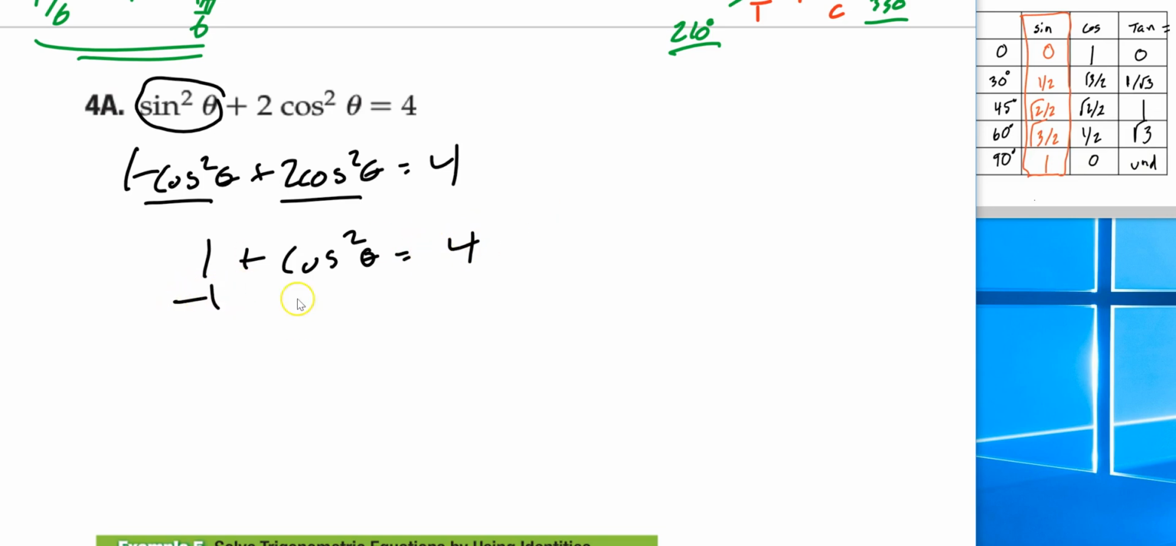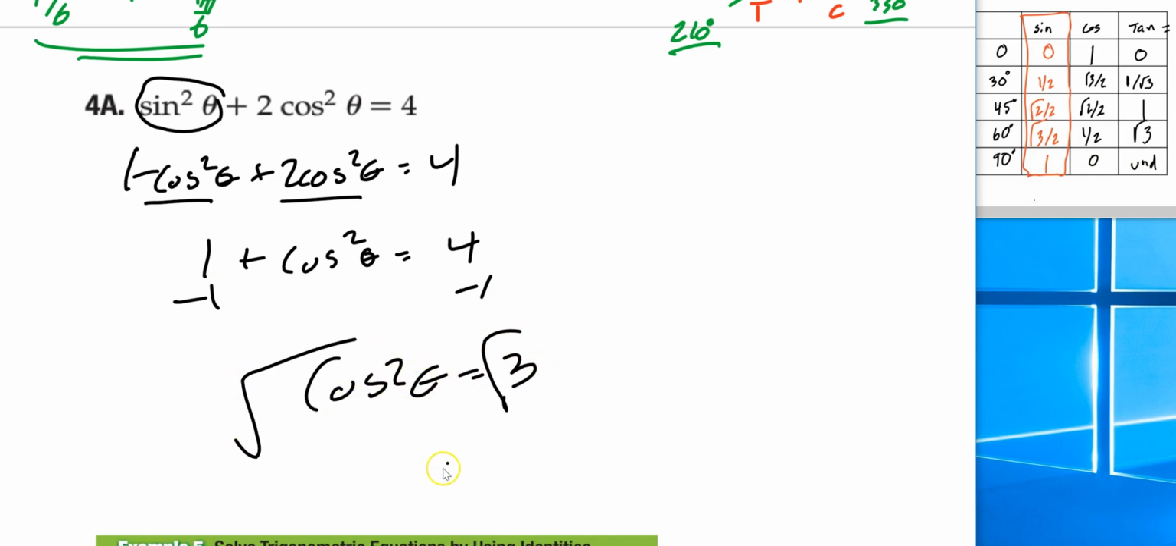And then I'm going to subtract 1. I get cosine squared theta equals 3. And then let's square root it to get rid of the square. I get cosine theta equals radical 3. Now, root 3, if you're not sure, is like 1.54. That is bigger than 1, so no solution at all.